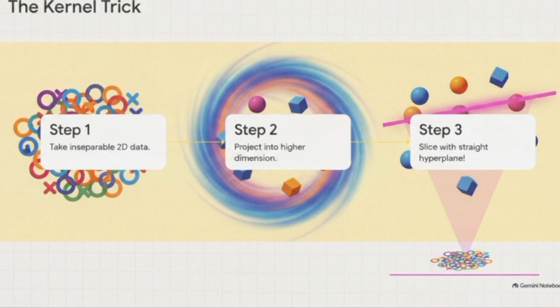Step 1, it takes that impossible, inseparable 2D data. Step 2, it projects that data straight up into a higher dimensional space, like 3D, and it does this without even explicitly computing the heavy transformation math. And step 3, in that higher dimension, the data points spread out, allowing our SVM to easily slice a straight, flat hyperplane right through them. When you project it back down, impossible separation suddenly becomes perfectly easy.